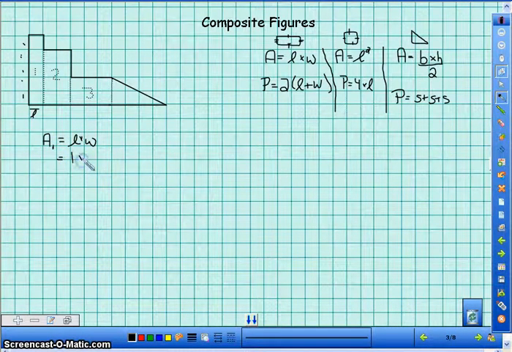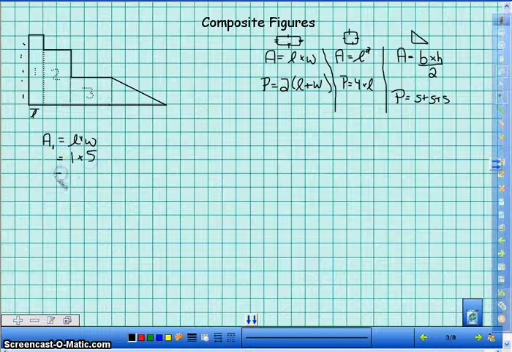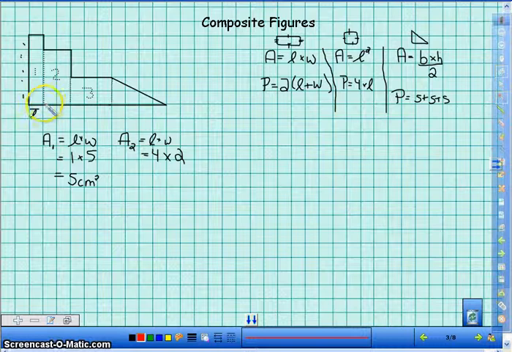So we have 1 times 5, or 5 times 1. Both are going to give you your 5 centimeters squared. Area of rectangle 2, again, length times width. Every single time you're going to have the formula, the numbers you're plugging in, so what replaces your variables. We have this time 4 by 2, and if you can't see that, we've got the 2 centimeters here by 4 centimeters there. Gives us 8 centimeters squared.